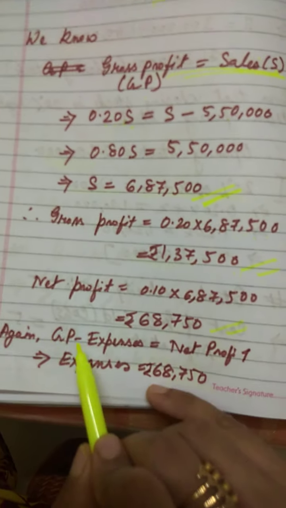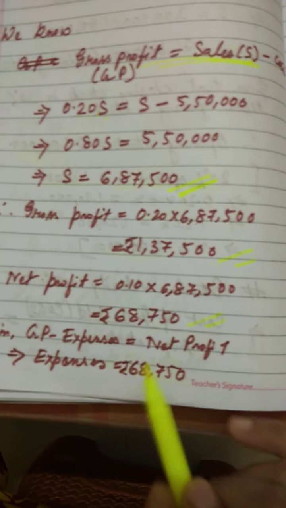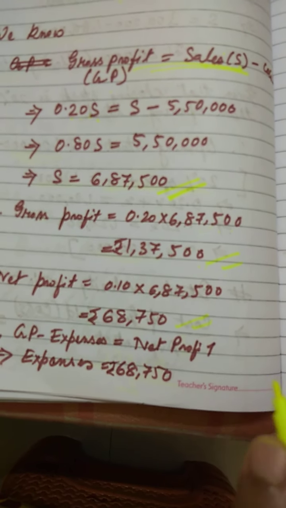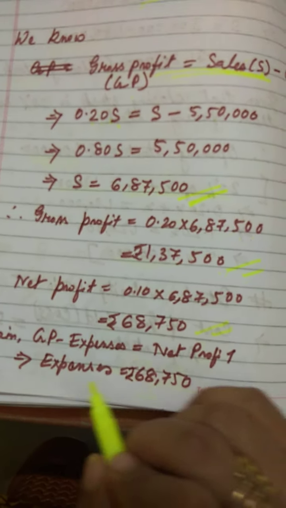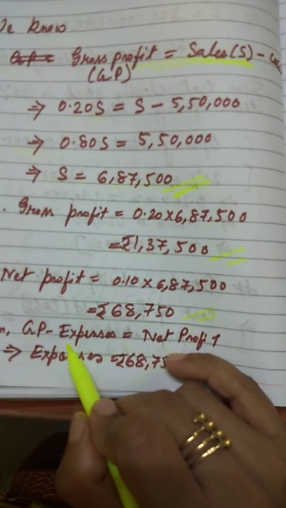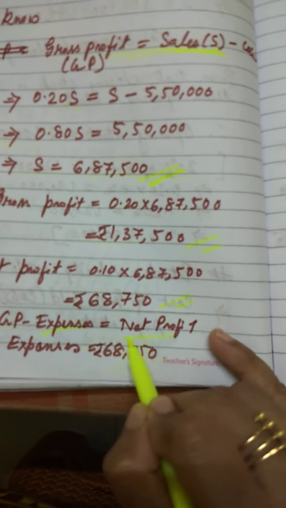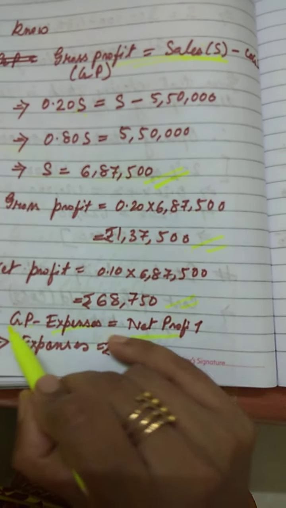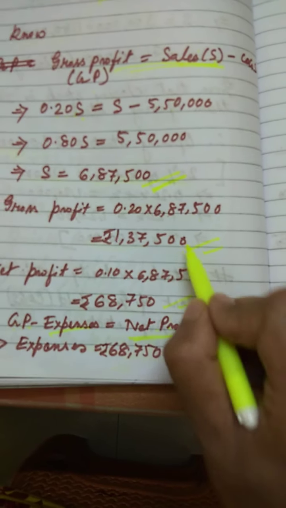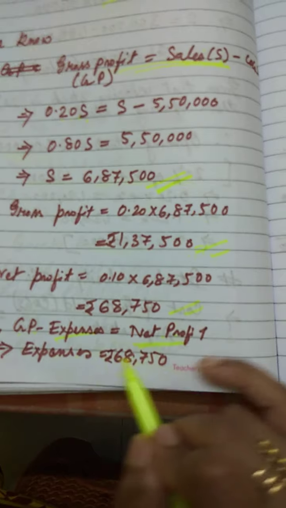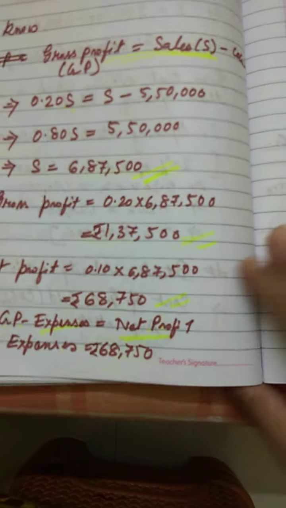Now again we have to solve for expense, because if you want to prepare the profit and loss account, we need some expense amount, operating expense rather. So we know that from gross profit, if you deduct the expenses, you will ultimately get the net profit. That's why we have written this equation, and we have substituted gross profit and net profit from these two amounts, and we have calculated the amount of expenses as 68,750.